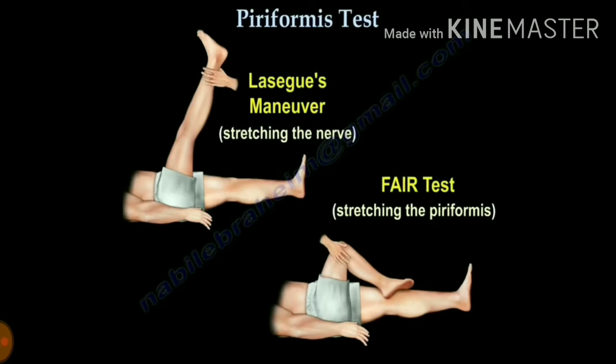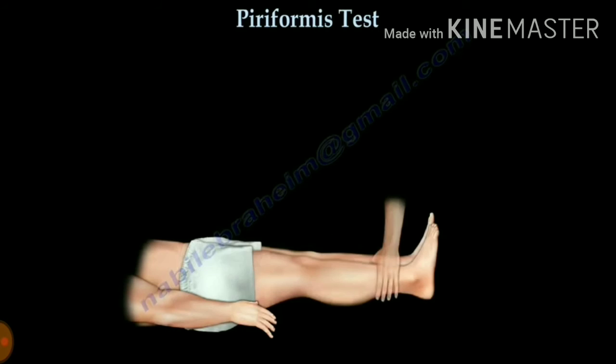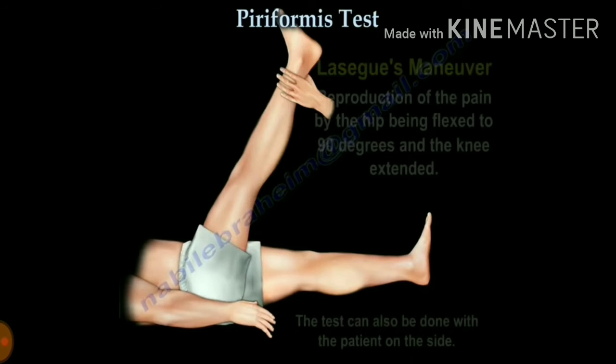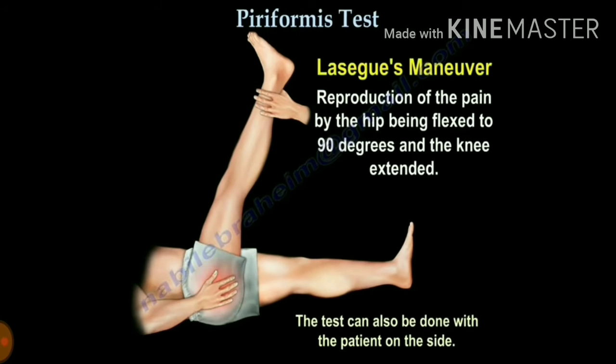The Lasègue maneuver, which tests stretching the nerve, and the FAIR test, which is stretching the piriformis muscle itself. The Lasègue maneuver reproduces the pain with the hip flexed to 90 degrees and the knee extended. The test can also be done with the patient on the side.